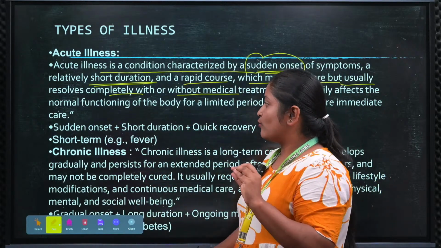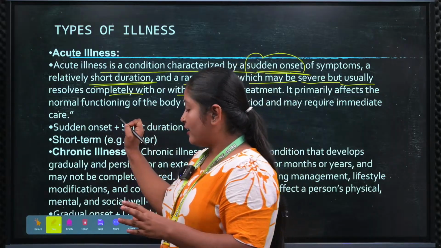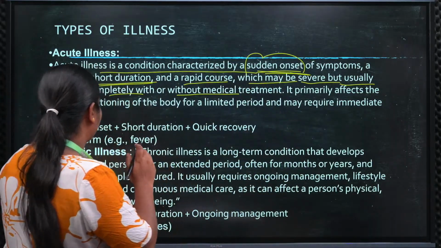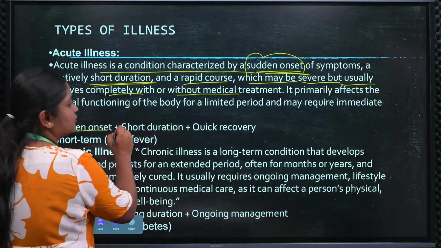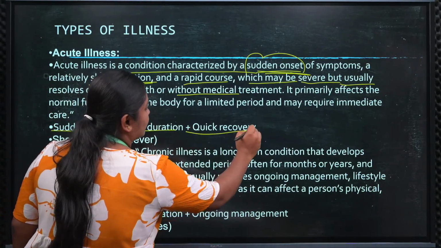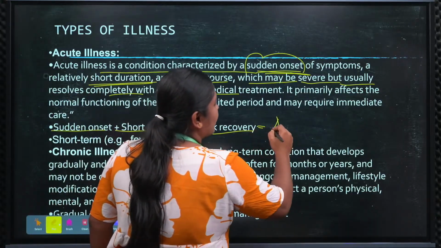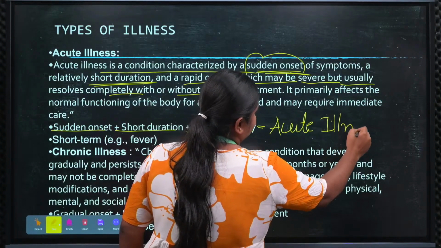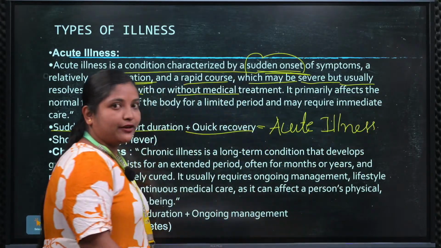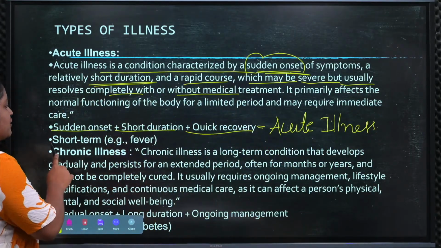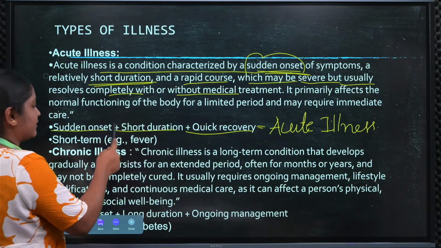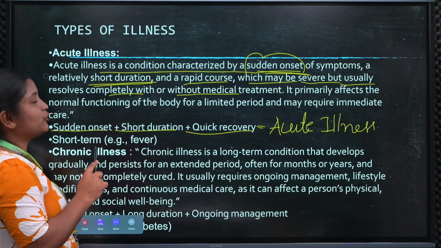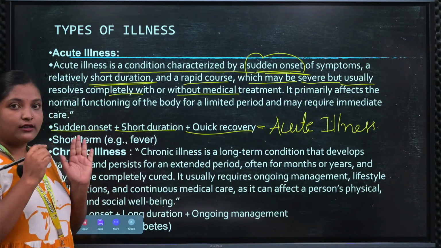Now for here I can give you a hint or a small tip to remember this one. Sudden onset plus short duration plus quick recovery, we will call it an acute illness. The next one is short term. So already here it will be there, short term. For example, fever is the example for the acute illness. Hope you guys are clear with the acute illness.